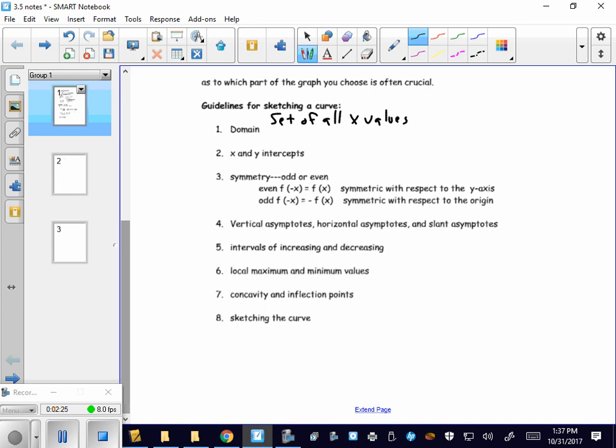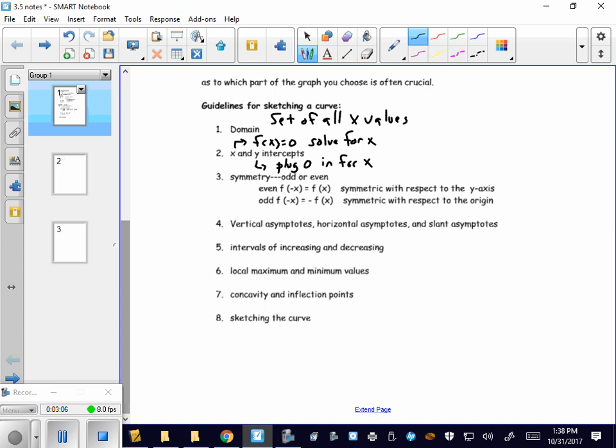Your x and y intercepts. If you want to find the x-intercept, you're going to set f of x equal to 0 and solve for x. And remember, if it's a function, you can have several x-intercepts. So you'll set y, which is f of x, equal to 0, and solve it to find your x-intercepts. To find your y-intercept, this is the easier one, you're simply going to plug 0 in for x, and then you'll get your y-intercept.